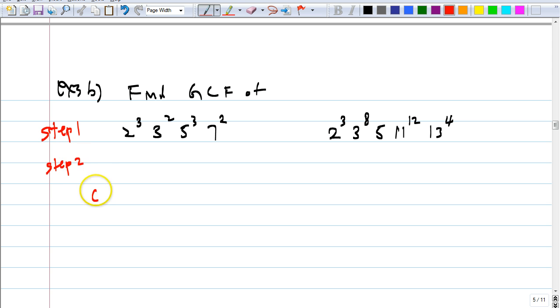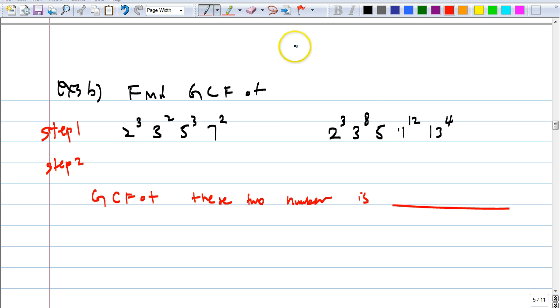So what is the GCF of these two numbers? Go ahead, everybody try. Is that 11 to the 12th? It says 2 to the third, 3 to the second, 5 to the third, 7 to the second. The other one: 2 to the third, 3 to the 8th, 5, 11 to the 12th, 13 to the 14th. This looks like an M, but this is not an M. Really? Okay, it's 11. Sorry. Is that better? Okay, sorry.